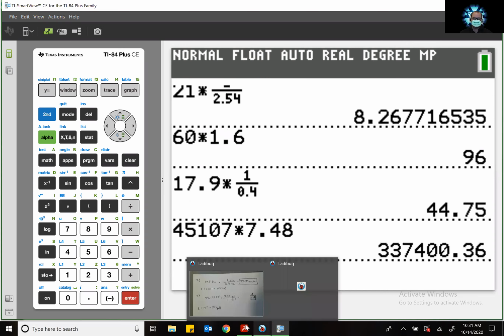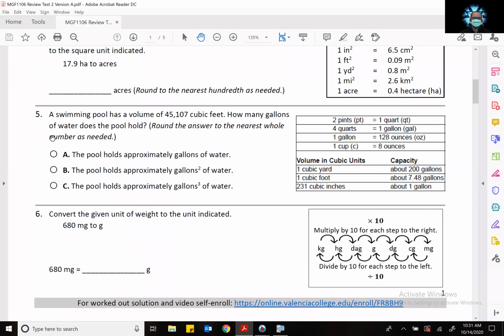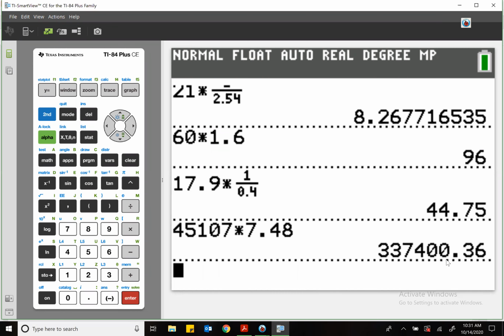Let's see what the directions say. It says round to the nearest whole number. So to the nearest whole number, what is our answer?